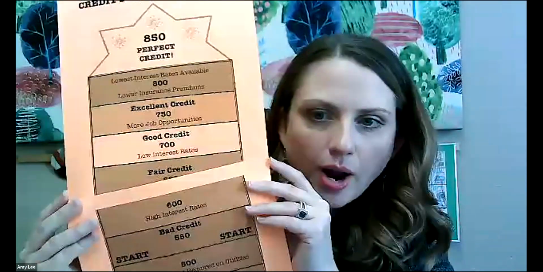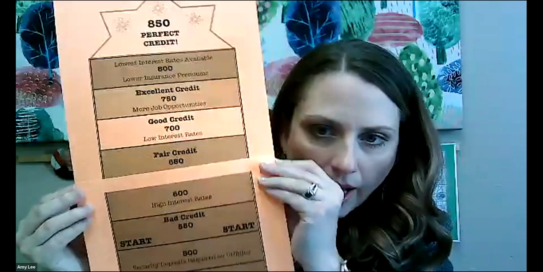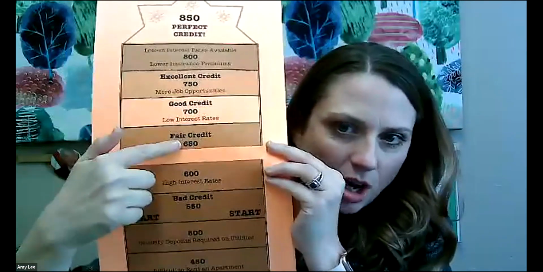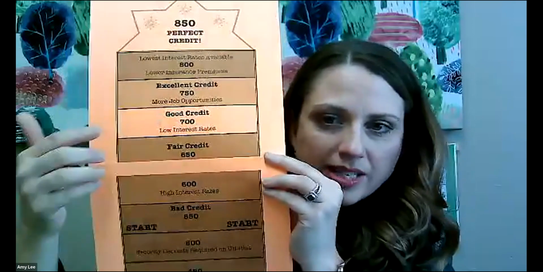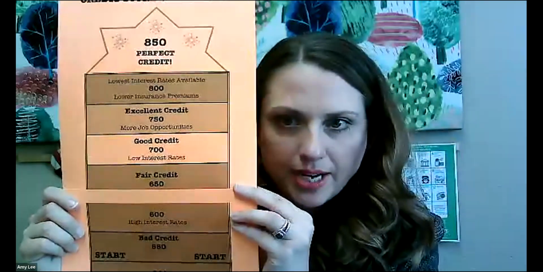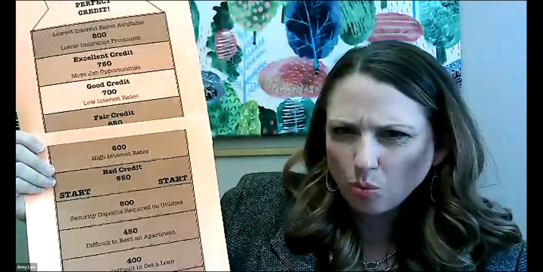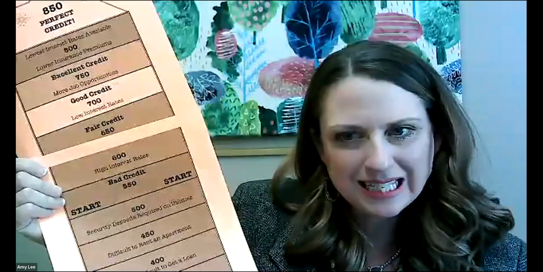What I really love about this game is that it really explains the levels of credit scores and the benefits and challenges of higher versus lower credit scores. As you can see, they'll start on the bad credit score of 550, and then they can go up. It explains that if you have a 700 credit score, you get lower interest rates. If you go down to, let's say, 450, it's difficult to rent an apartment. I think sometimes students get confused: what is a good credit score? What does that mean? And why is that important? By playing this game, they can really understand that and visualize that.